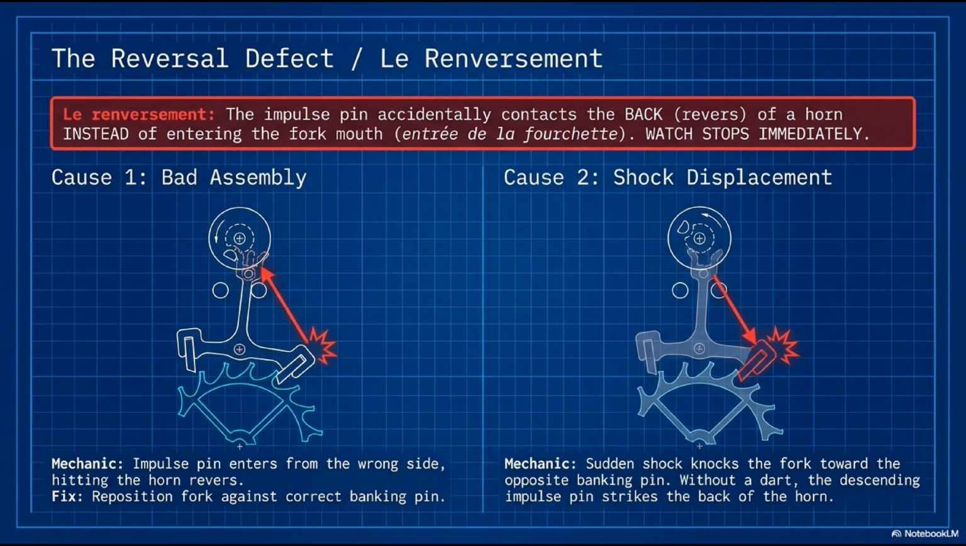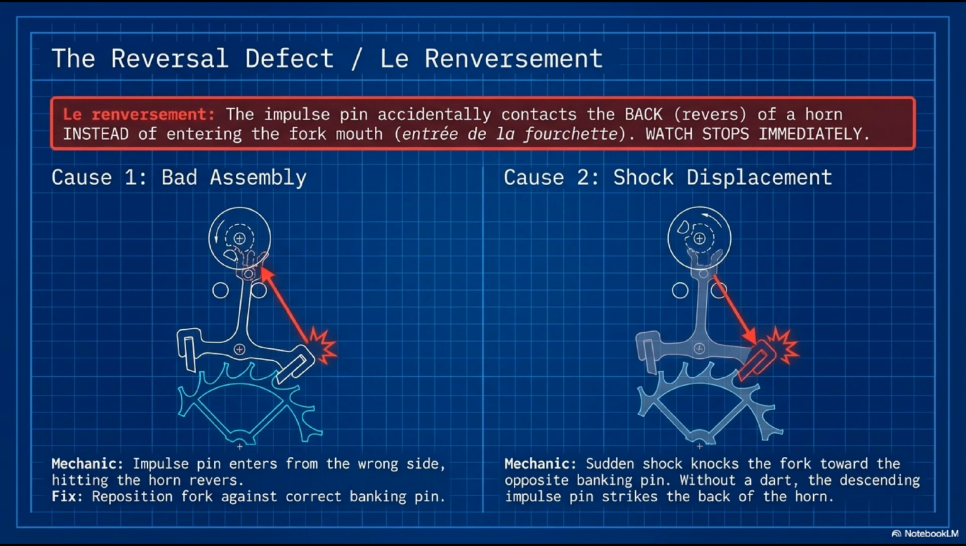The safety dart is specifically designed to prevent cause 2 by physically blocking the fork's travel to less than the dart clearance angle. It prevents the fork from being displaced all the way to the reversal position. This is why correct dart clearance is so critical. If it exceeds the total engagement angle, the dart passes through the safety notch and the fork can reach the reversal position unchecked. Important distinction on the next slide: reversal is a failure of position.